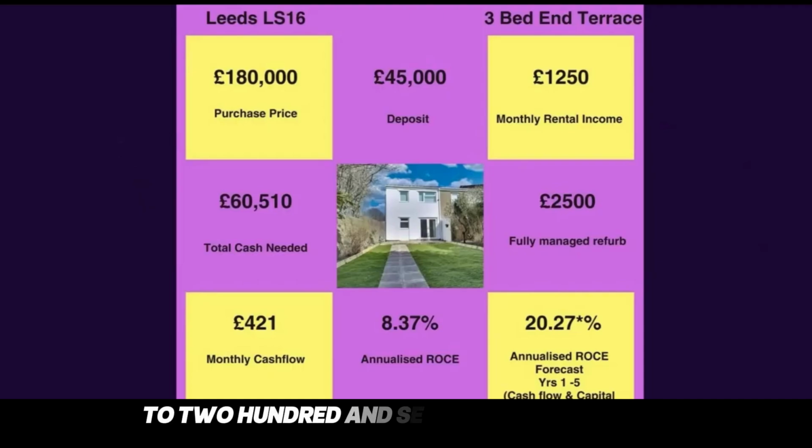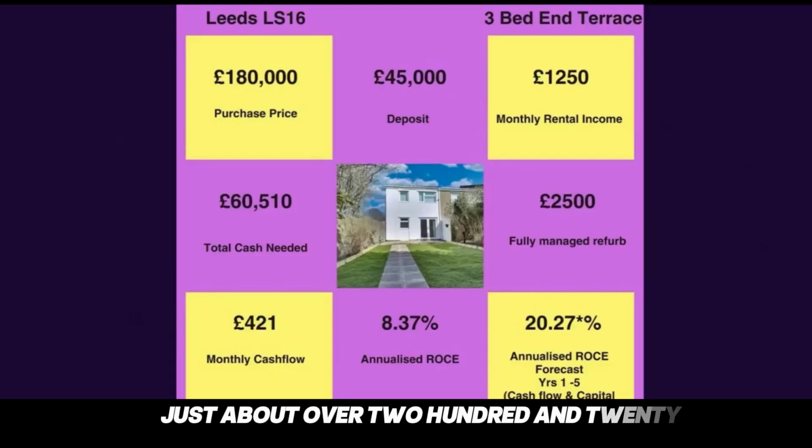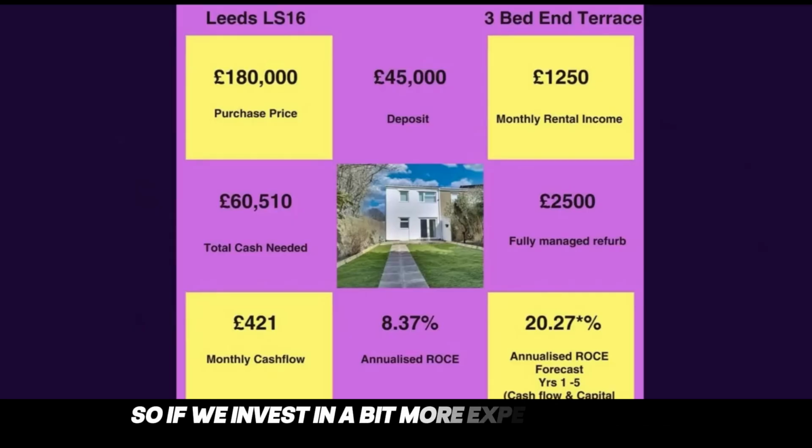£250 to £270 a month, the average monthly cash flow from properties in Yorkshire. So if we get a property in Huddersfield, for example, the purchase price will be around £100,000 to £110,000, but then the monthly cash flow will be just over £220 to £250. So if we invest in a bit more expensive property, specifically in West Yorkshire, we're going to get a higher monthly cash flow, but that all depends on the strategy.